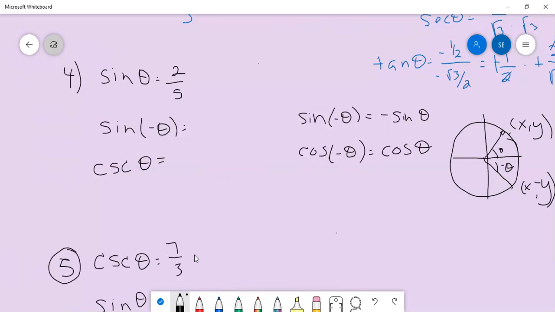So here we have sine negative theta. This is going to be the negative of our sine theta. So this is just going to be -2/5.